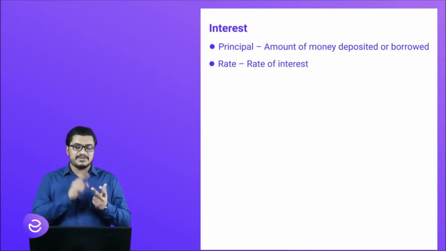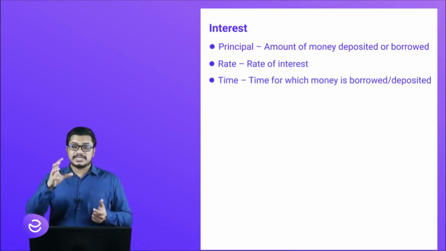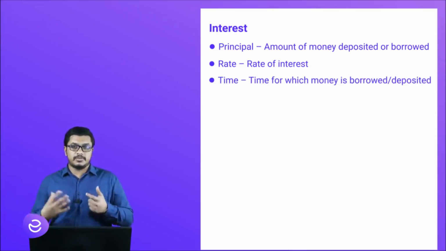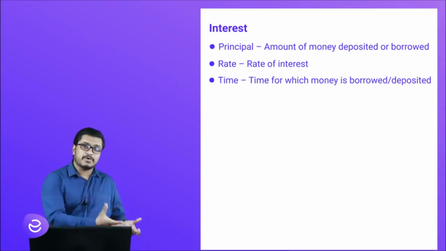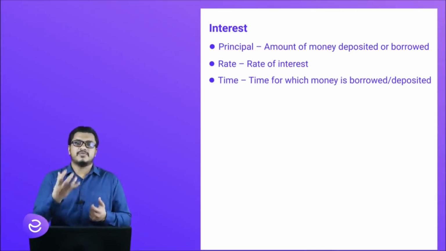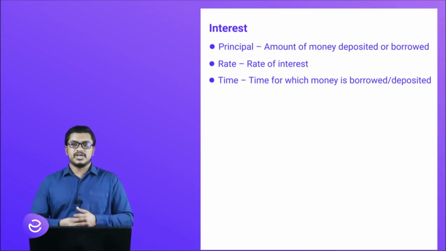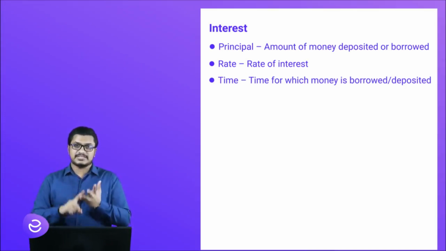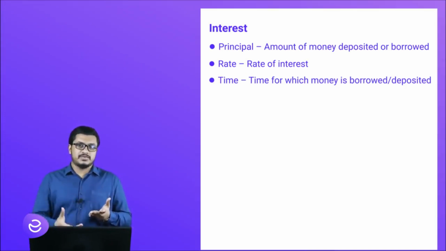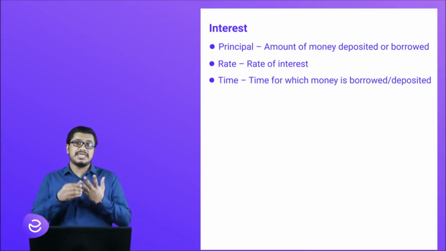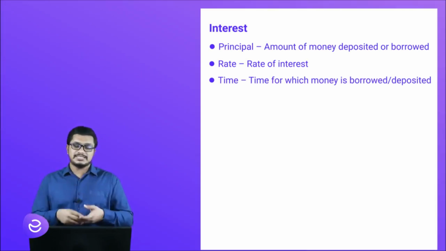Rate is the rate of interest. Time means the time for which money is deposited or borrowed, maybe for 2 years he has deposited, or she has borrowed for 3 years. So time means the time for which it is borrowed or deposited. So we have principal, rate, time, which we abbreviate as PRT: P for principal, R for rate, and T for time.